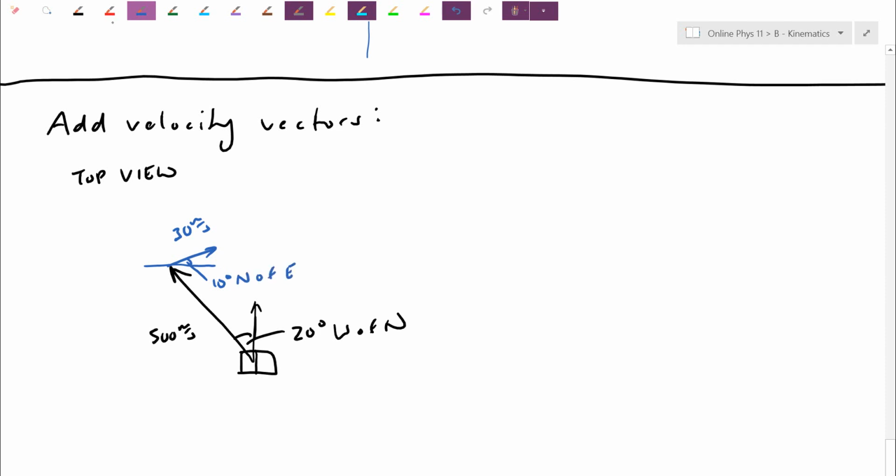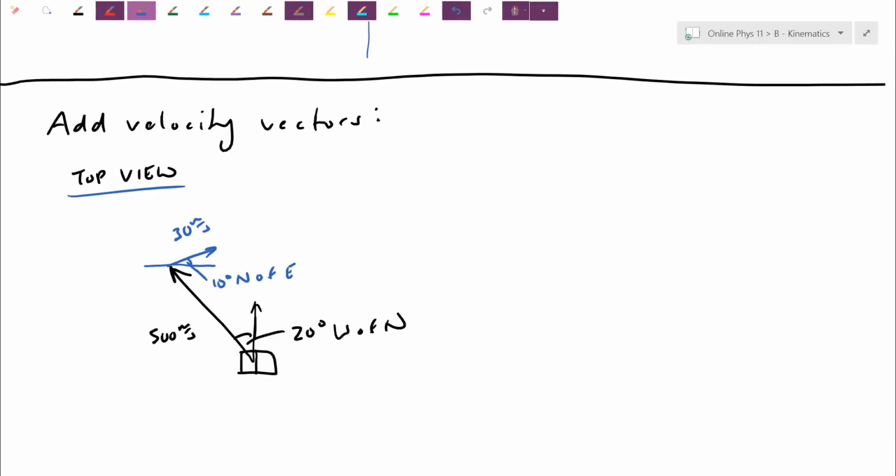Let's double check here. Again, we are in a helicopter and we're watching this happen. We can see the plane's velocity as well as we can see the wind speed. So let me just label these for you here. This is the plane, and then the blue is the wind.